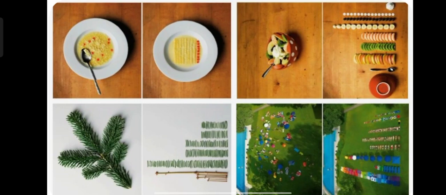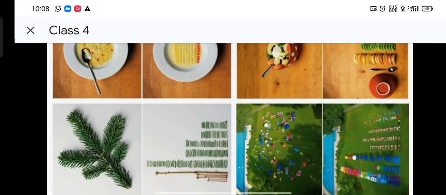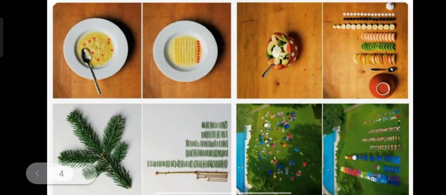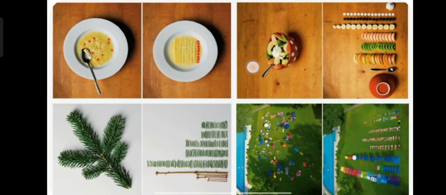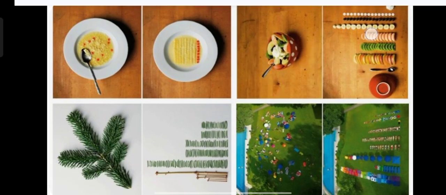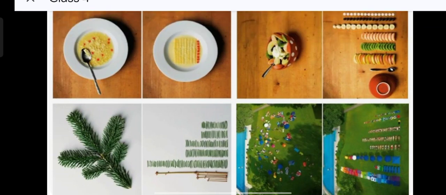The plate is a subset, and the spoon also has to be there, then it will become a proper subset. Since there is no spoon, it is only a collection of subsets. Also here is a fruit salad bowl, a bowl consisting of fruit salad. So the bowl, the spoon, the different types of fruits, all these represent different types of sets.